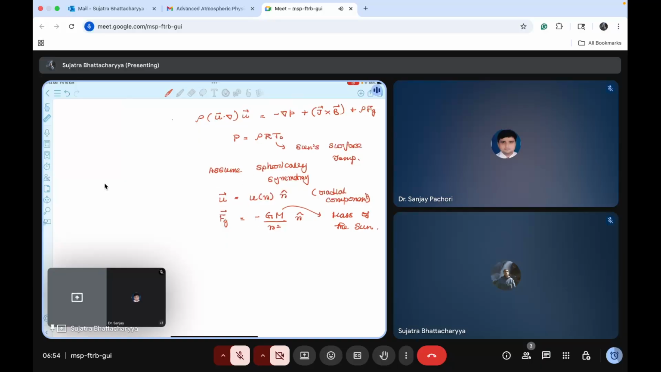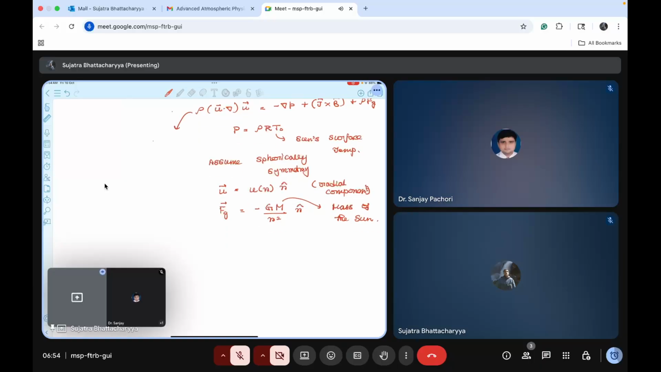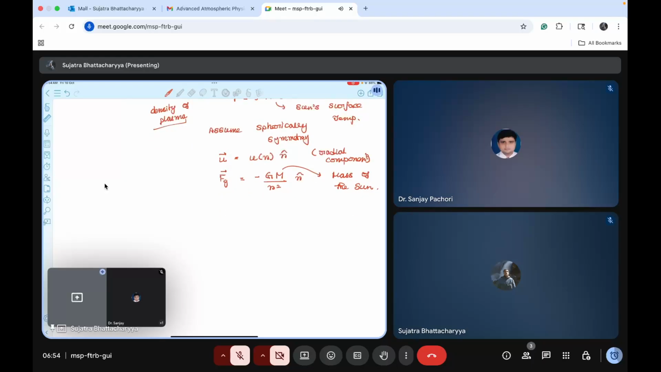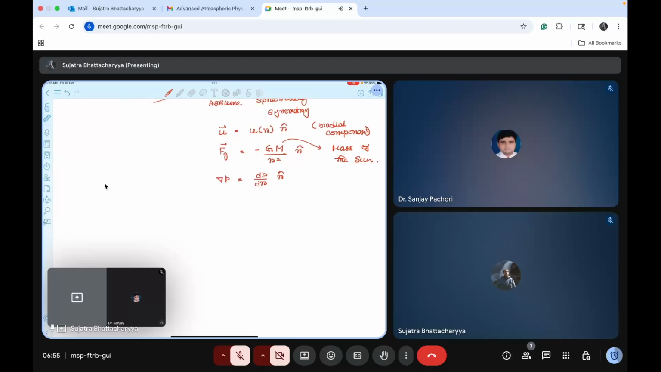One thing I forgot to mention is rho is the density of the plasma, the solar wind, because solar wind consists of plasma. What about grad P? Simple, because we are talking about the radial component, we will be writing dp dr. Why not partial P partial r? Because we are only considering the radial component. All other components are assumed to be zero. Fine. All explanations are clear now.